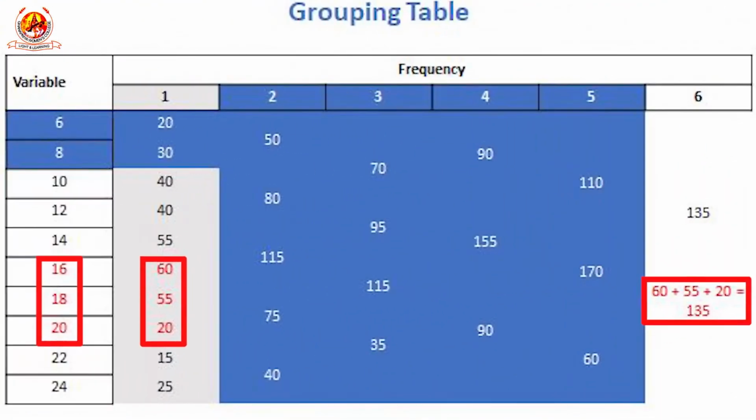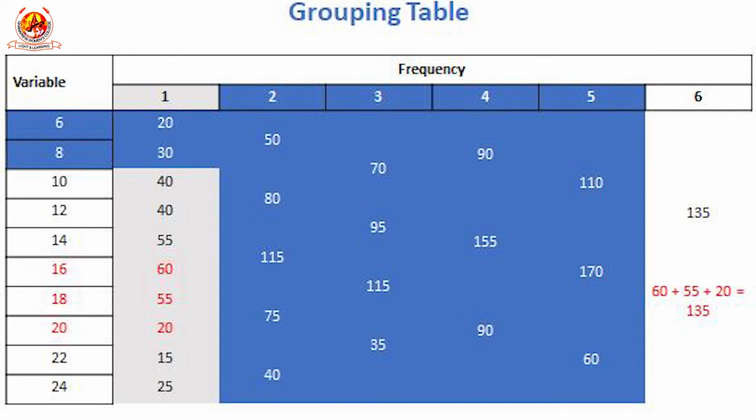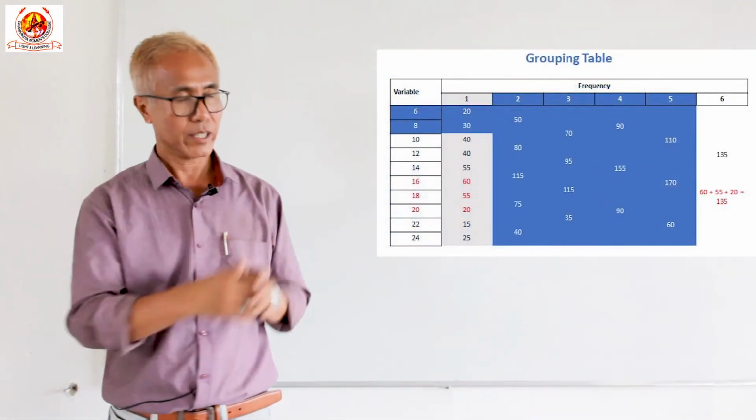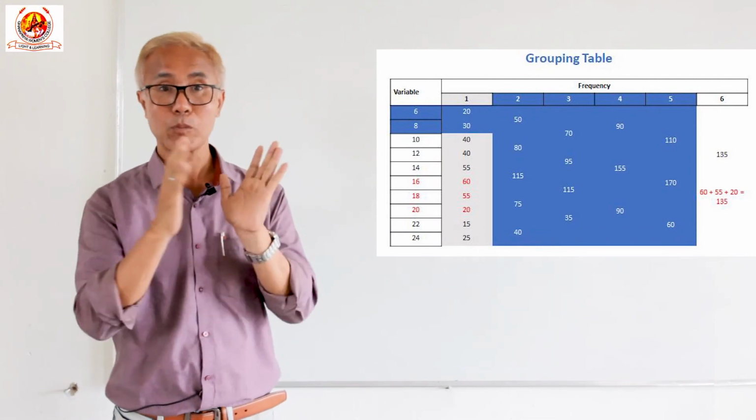Next 6, 7, 8 rows, we add them. And here we got the equal values 135, 135. We will mark them all together. So it is about the grouping table.